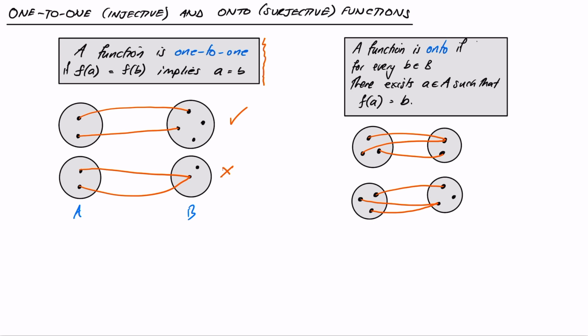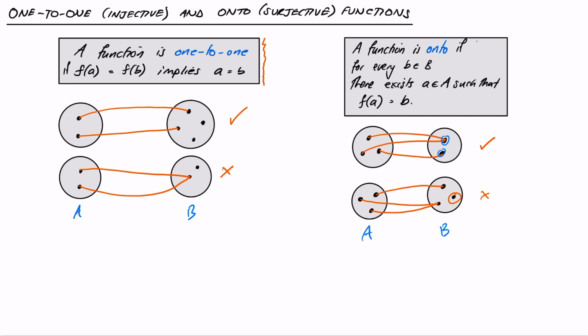Now onto is also known as surjective. A function is onto if for everything in the codomain there is something in the domain that maps to it. So when we're looking for a function being onto, we go through B, look at all the elements and make sure every element has something in A that maps to it. The first one is onto, because everything in B has something in A that maps to it. The second one is not, because of this one here. There's nothing in A that's mapping to that point in B.